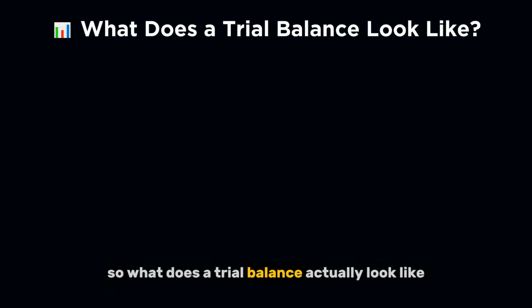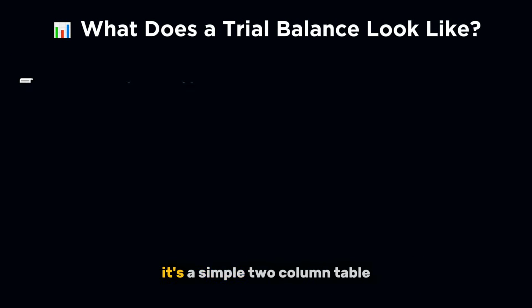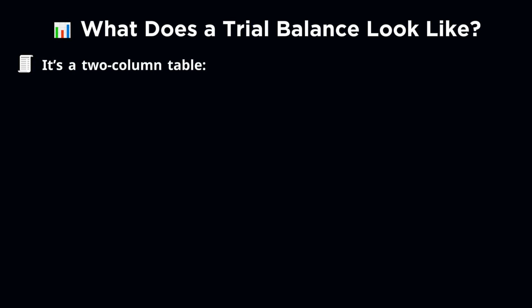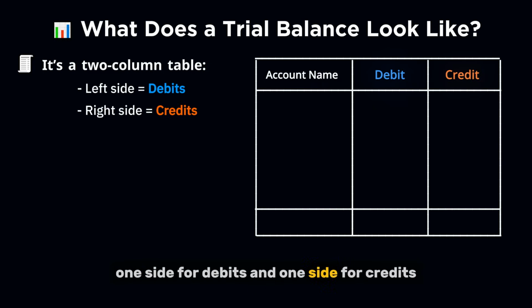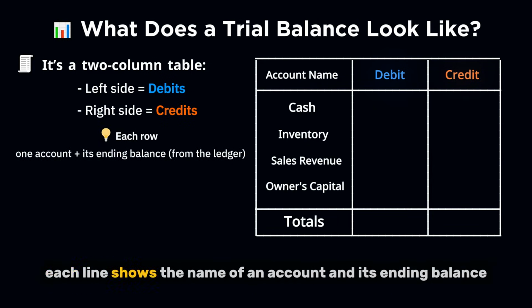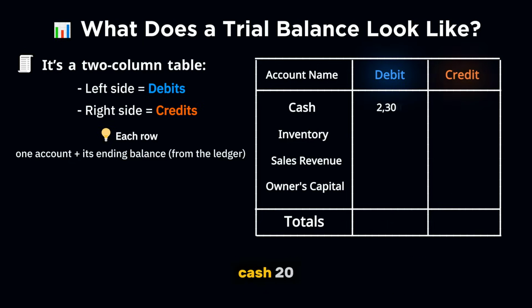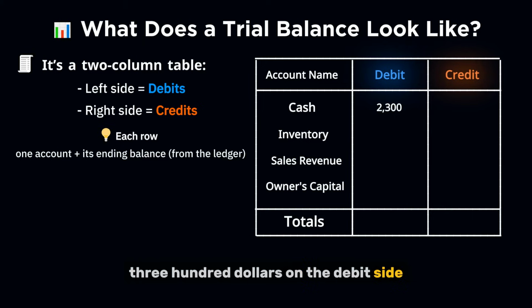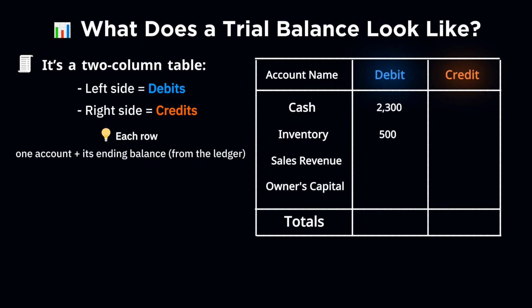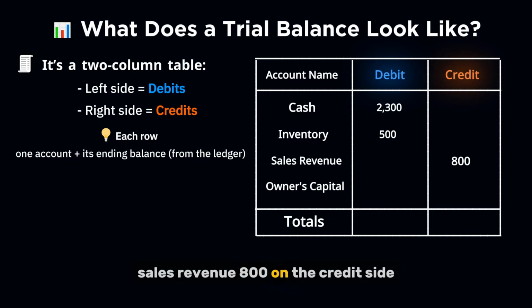So what does a trial balance actually look like? It's a simple two-column table, one side for debits and one side for credits. Each line shows the name of an account and its ending balance taken from the ledger. Here's a basic example. Cash, $2,300 on the debit side. Inventory, $500 on the debit side. Sales revenue, $800 on the credit side. Owner's capital, $2,000 on the credit side.